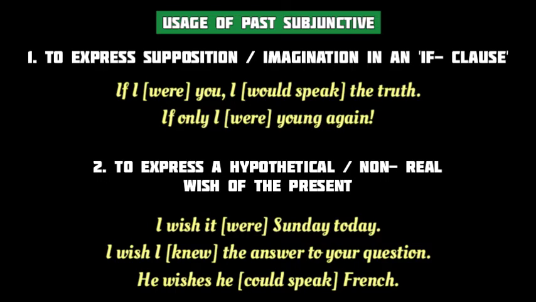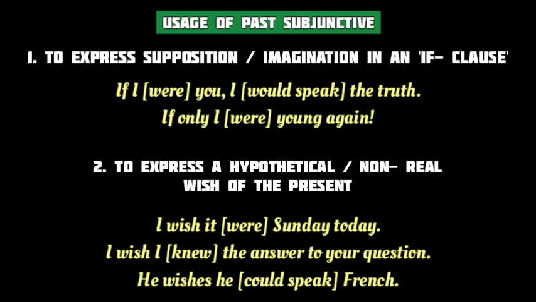To express a hypothetical supposition or imagination in the second conditional sentence, we use the past subjunctive mood. For example, if I were you, I would speak the truth. In this sentence, were and would speak are in the past subjunctive. The sentence, if only I were young again, expresses an imaginary wish. So were has been used in the past subjunctive mood here and not was.